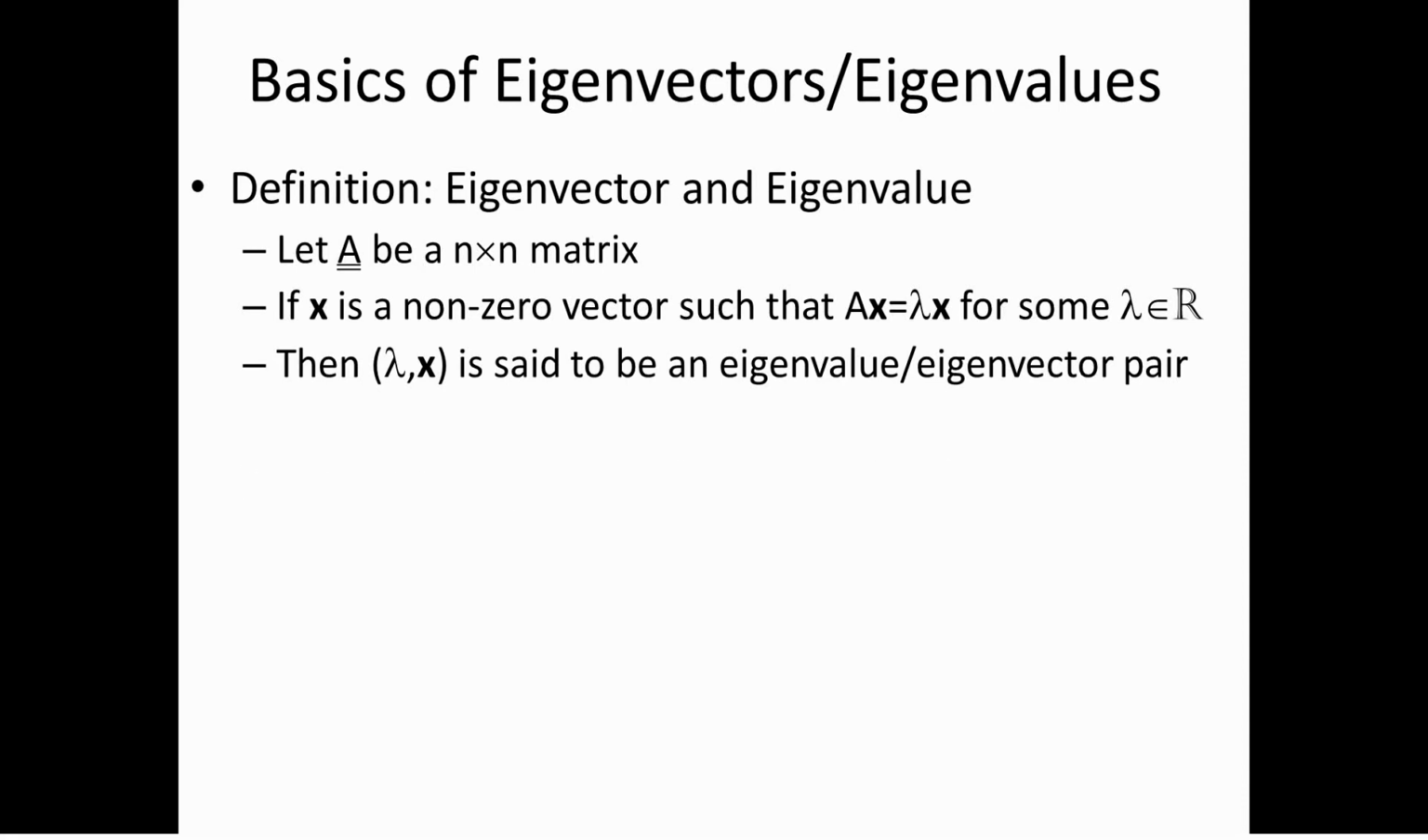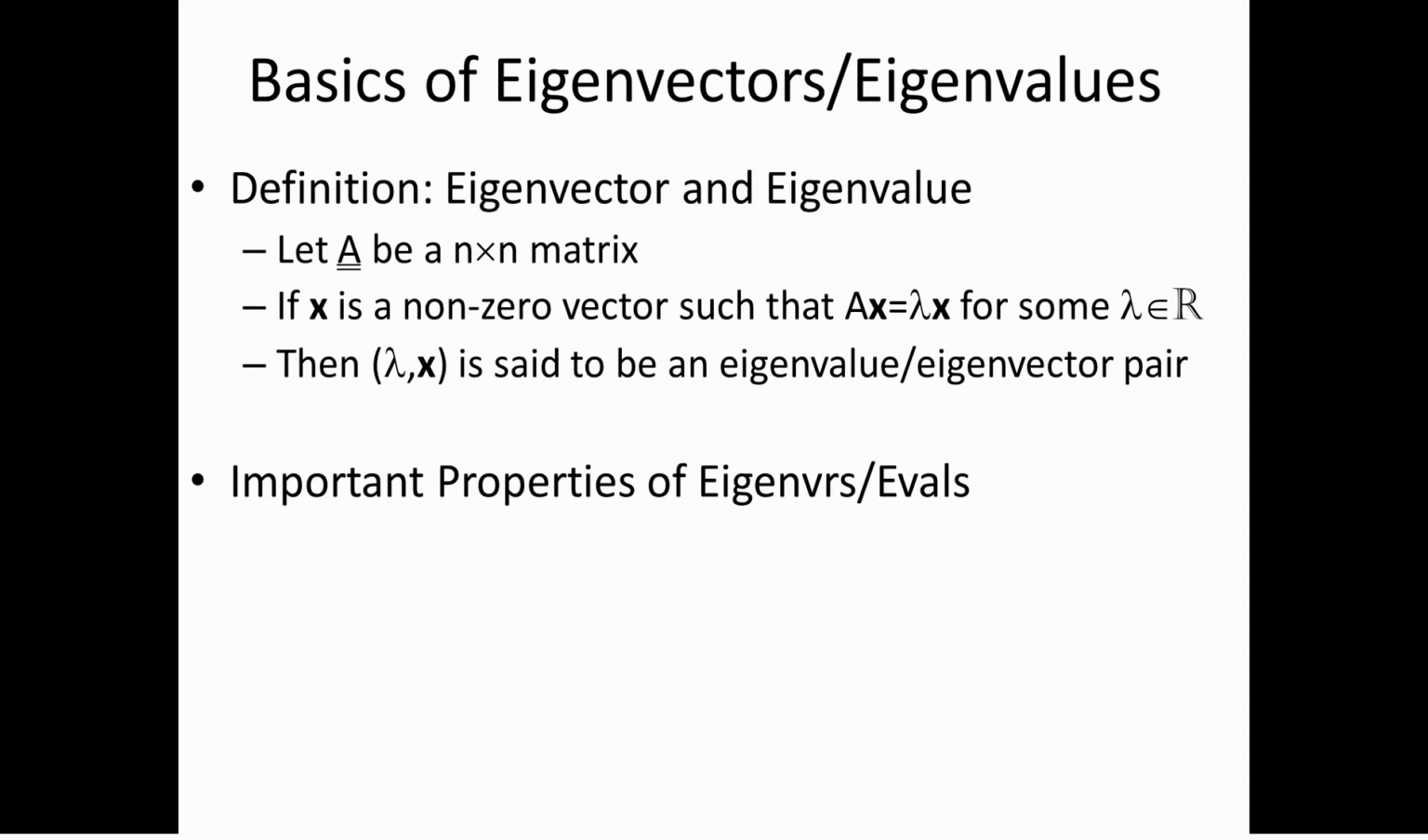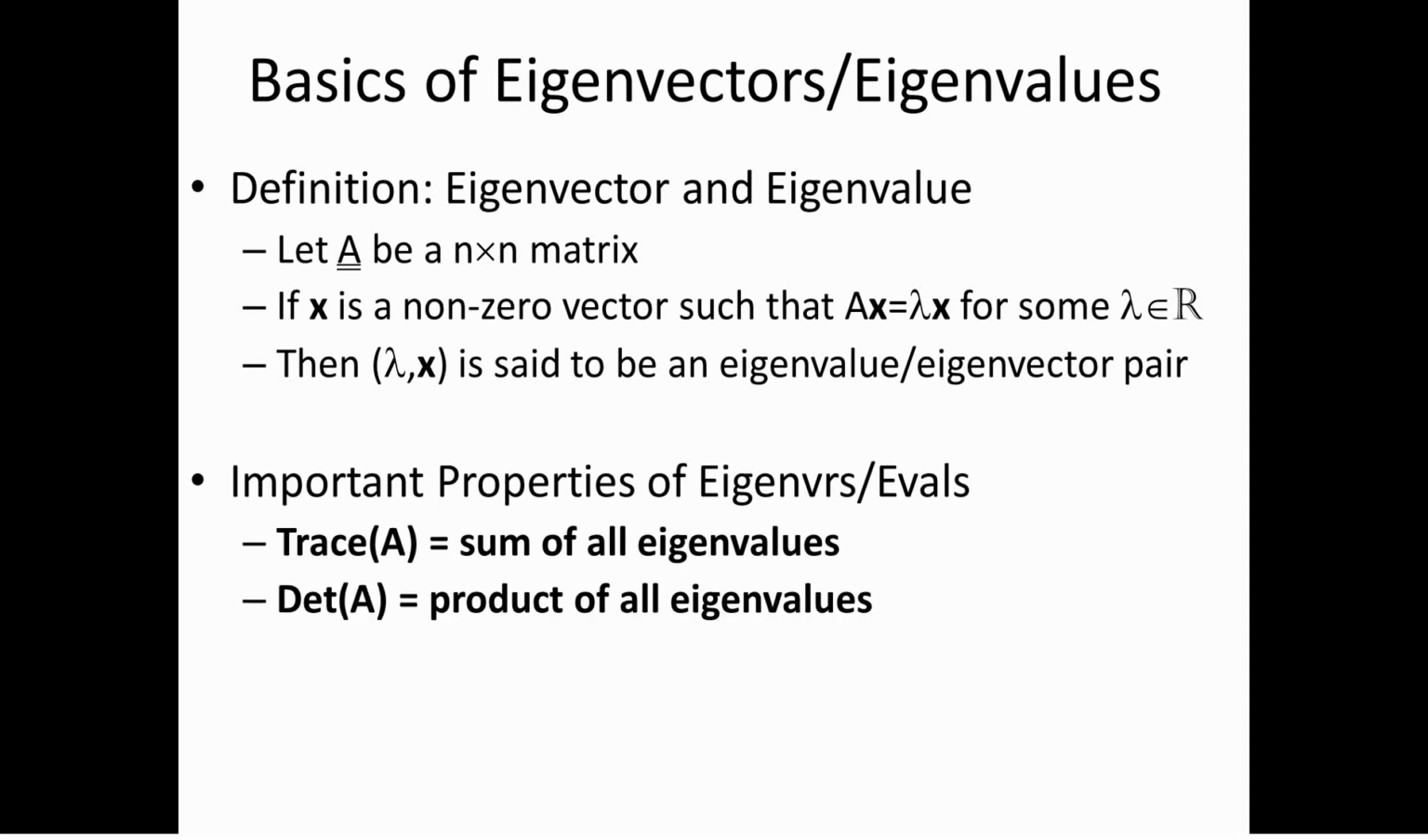All right, some important properties of eigenvectors and eigenvalues, and we can prove some of these. The trace of a matrix, which is the sum of its diagonal elements, is the sum of the eigenvalues. That's always true for every square matrix. And the determinant of A is equal to the product of its eigenvalues.